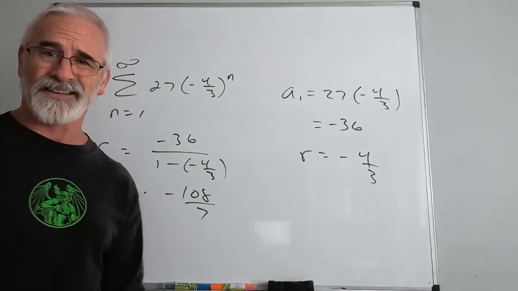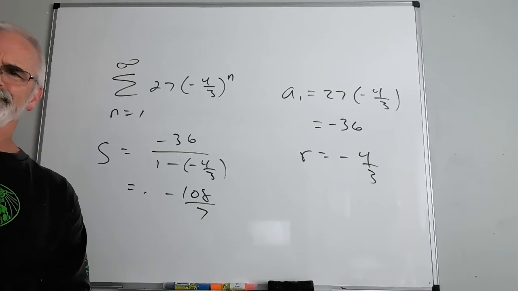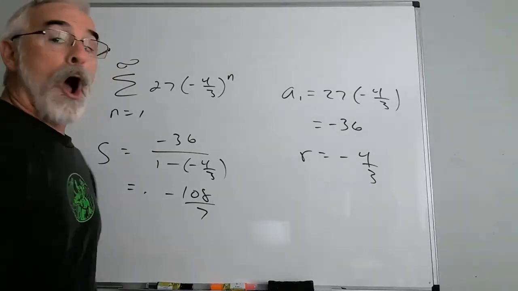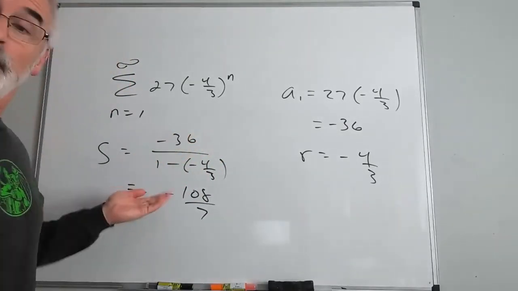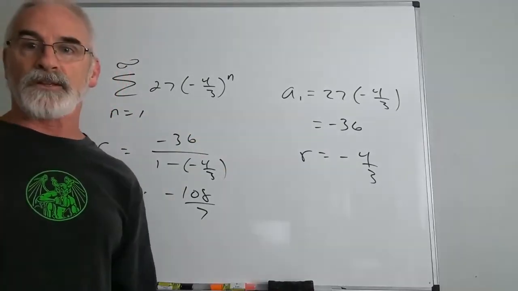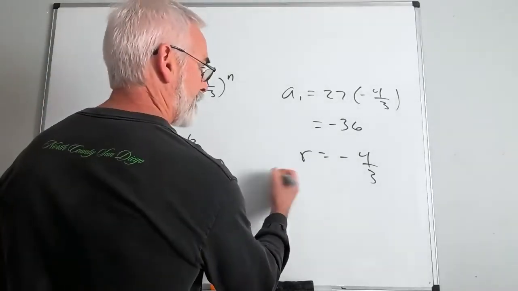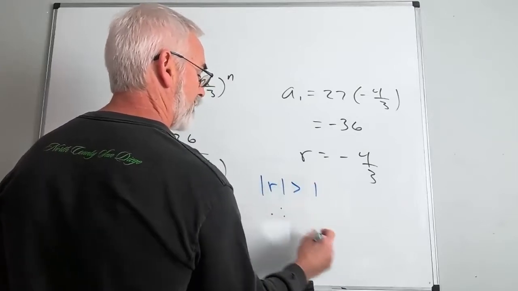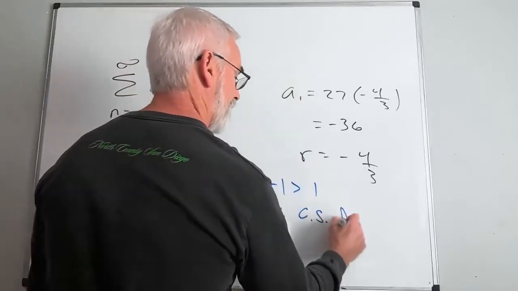Because I actually got this answer several times. Can anybody tell me what's wrong with this? The R value is not between -1 and 1, so it diverges. This, by the way, is a geometric series, and that is the formula for finding the infinite sum, except that the R is out of the range of good R values. So it really should say something like the absolute value of R is greater than 1, therefore the geometric series, I'm going to put the GS, diverges.